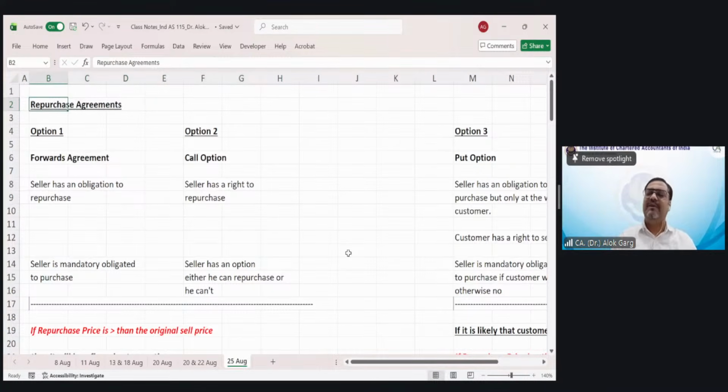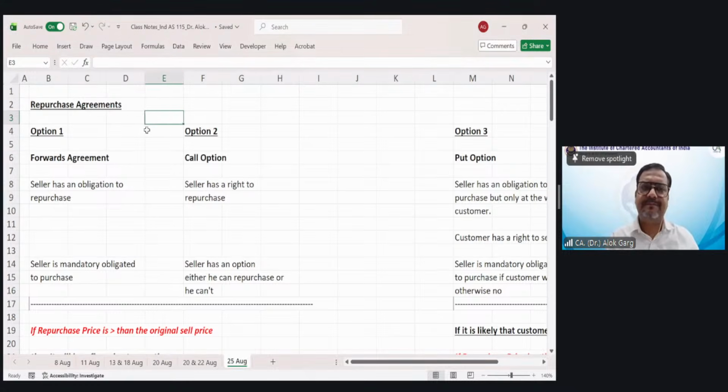What is meant by repurchase agreement? Repurchase means purchase again. I am an entity, I have sold the goods, and now I am purchasing the goods back to me. Repurchase means purchasing my goods back to me again. That is known as a repurchase agreement.